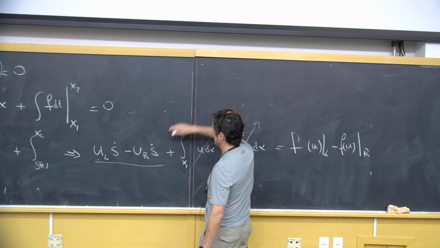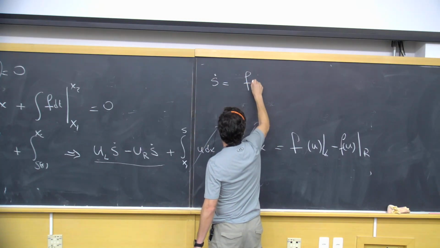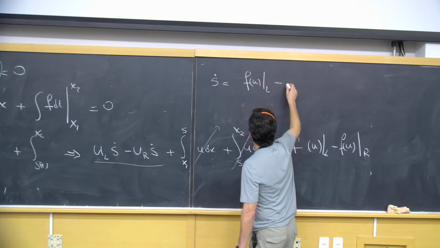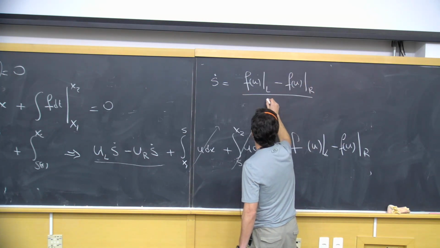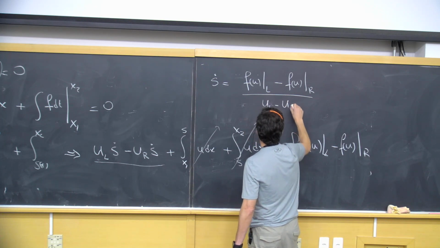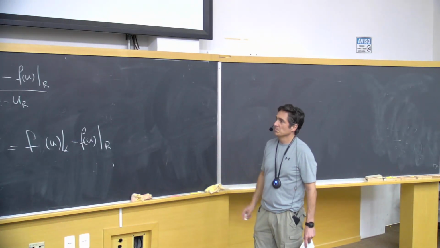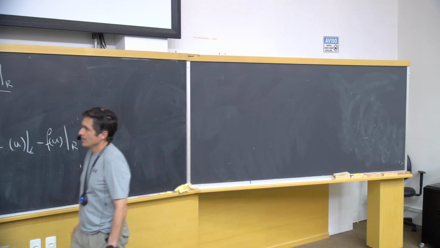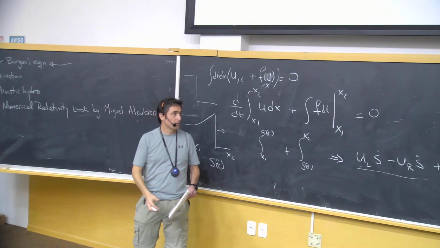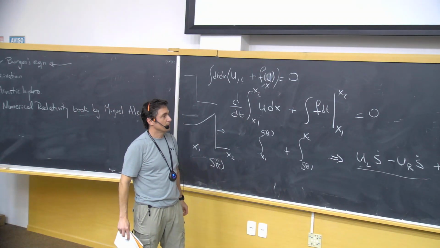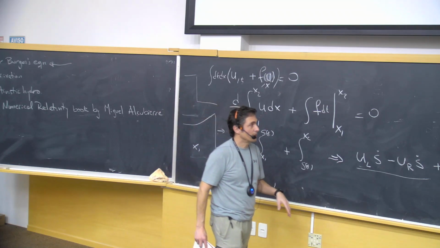So now what we have found is that s dot is equal to the flux at the left side of the interval minus the flux at the right side of the interval divided by u left minus u right. So far, this is for a rather generic equation. We haven't made any explicit call yet for the Burgers equation. We can take a look at what's going on for the Burgers equation in particular. But so far, as long as we're in one dimension, what we've done so far is general.